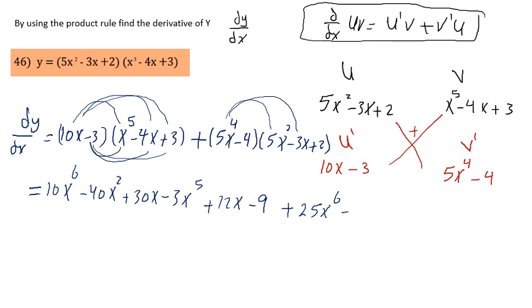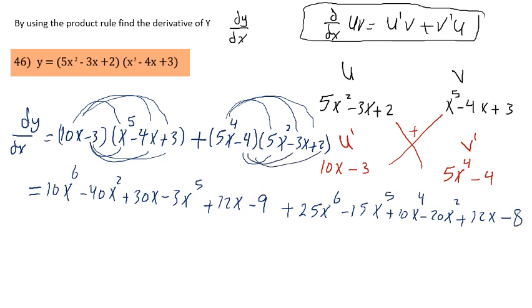5 multiplied by negative 3 is negative 15x to the power of 5. 5 multiplied by 2 is 10x to the power of 4. Then negative 4 by 5 is negative 20x squared. Then positive 12x and negative 8. Let's highlight the like terms. I have here 10x to the power of 6 with 25x to the power of 6. I have negative 3x to the power of 5 with negative 15x to the power of 5.